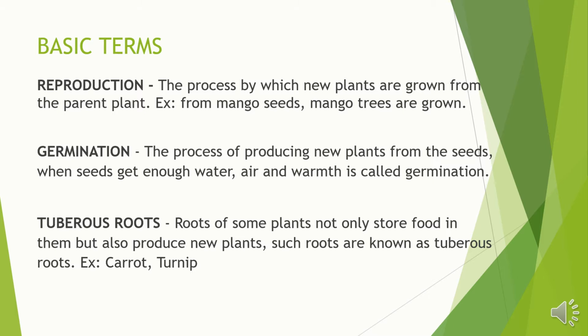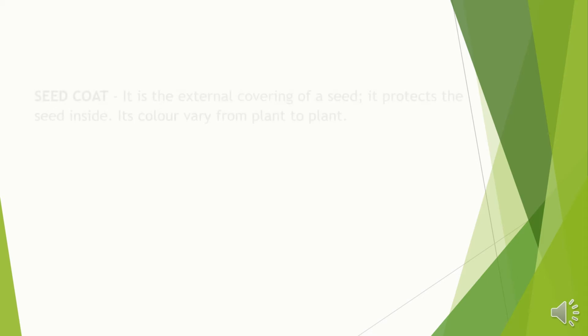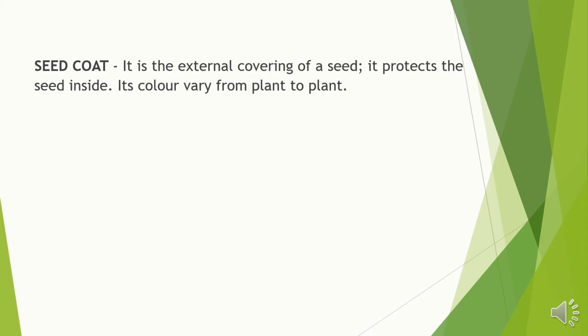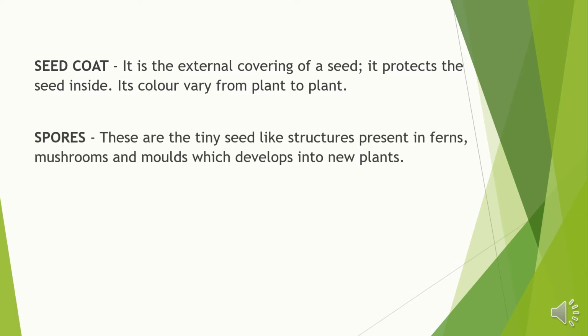Tuberous roots: roots of some plants not only store food in them but also produce new plants. Such roots are known as tuberous roots. For example, carrot and turnip. Seed coat: it is the external covering of a seed. It protects the seed inside. Its color varies from plant to plant. Spores: these are the tiny seed-like structures present in ferns, mushrooms and molds, which develop into new plants.